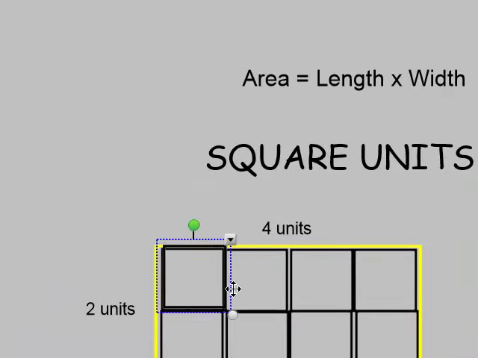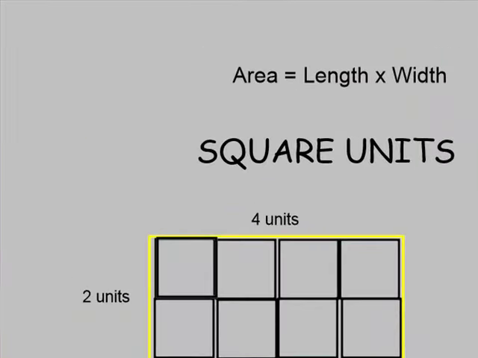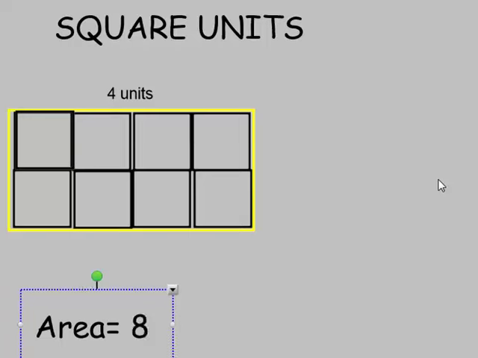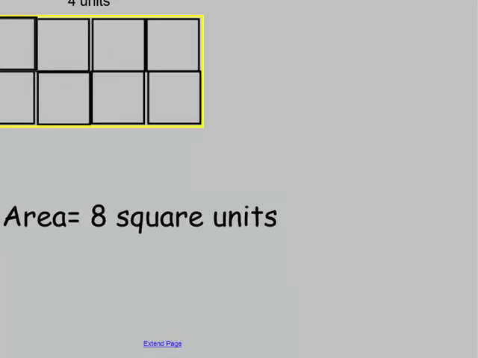So in the formula for area of a rectangle, area equals length times width. When I say 4 units going one way by 2 units going the other way, that creates my 8 squares inside that rectangle. So the answer to this particular question would be area equals 8 square units. And I'd have to indicate square units in order for my answer to be correct.